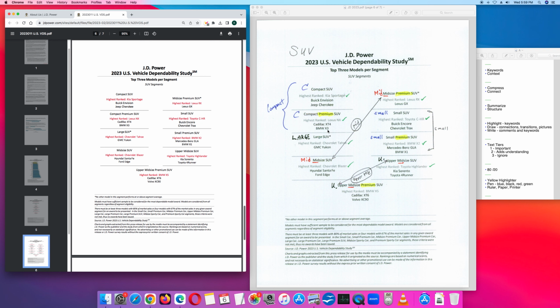Again, I'm giving context. This is vehicle dependability of cars over 3 years, problems per 100 vehicles. Top left, compact vehicle, highest ranked, Kia Sportage. Underneath that is compact premium, highest ranked, Lexus NX. Underneath compact is a large SUV. These are all SUVs. Highest ranked is Chevy Tahoe.